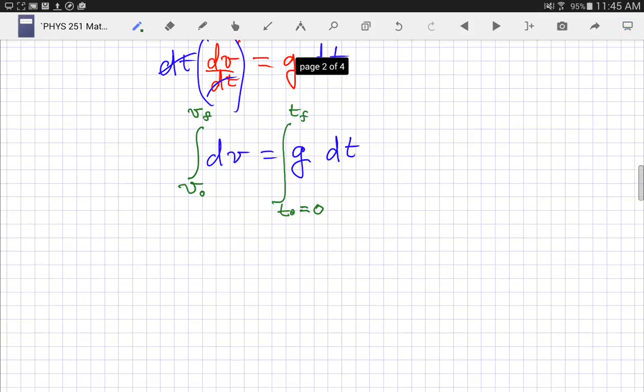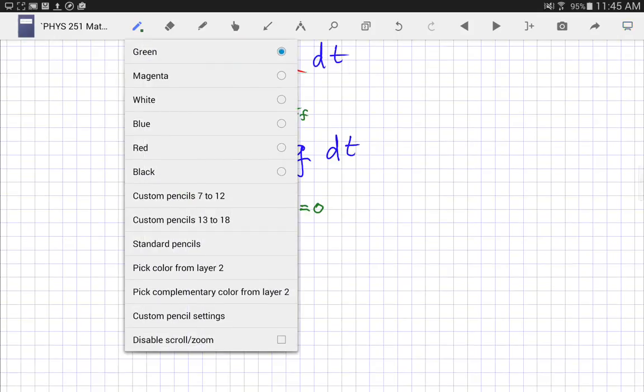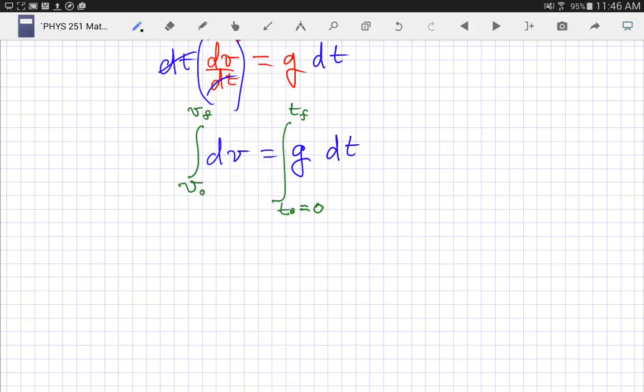So now we do our integrals. And this is certainly a doable integral for every single one of you. If I integrate it up, I'm going to have on this side v with the limits. On the other side, gt, right? The integral of dv is v. Constants, we don't worry about. The integral of dt is t.